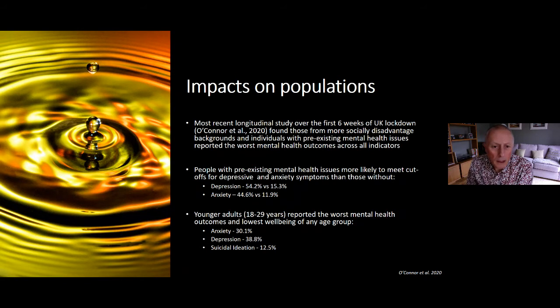I wanted to make mention of a very recent study, and this was published last week in the British Journal of Psychiatry by Rory O'Connor and his colleagues. And this is a recent study of the first 6 weeks of the UK lockdown. So this is during March, April and May. And this study found that those from more socially disadvantaged backgrounds and those individuals with pre-existing mental health conditions reported the worst mental health outcomes across all indicators.